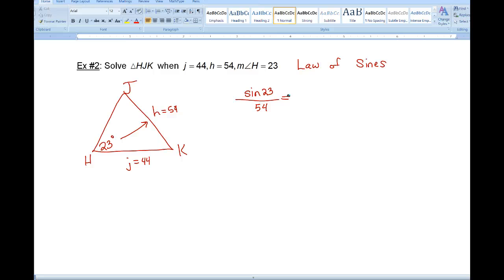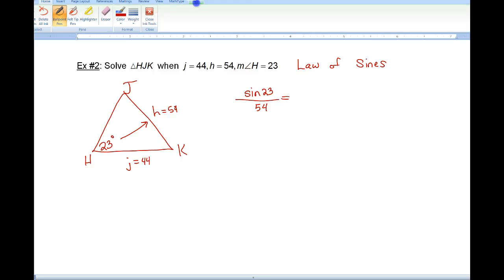Oh, I didn't write down what we need. You're right, let me go back. You know how I write down what we need? No, I didn't put that in. So we need angle J, oh, angle K.